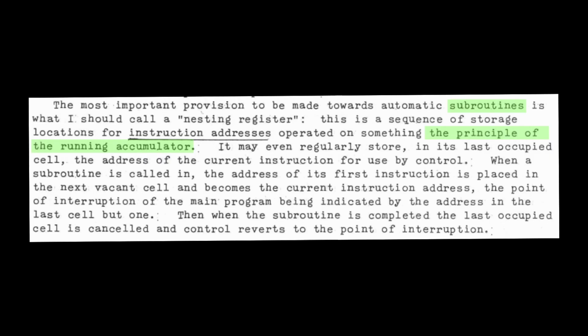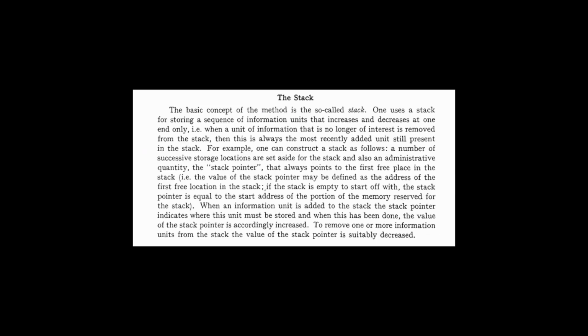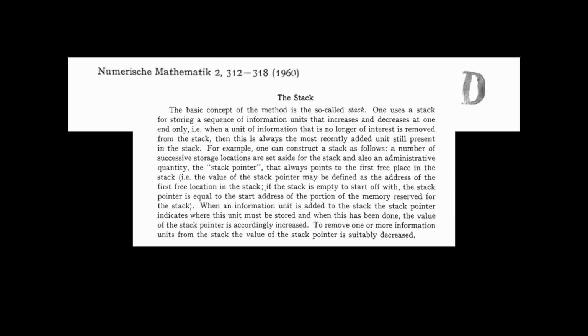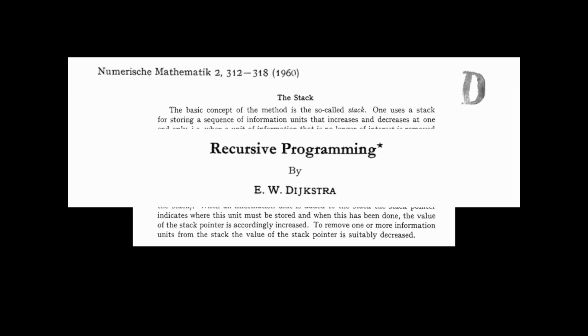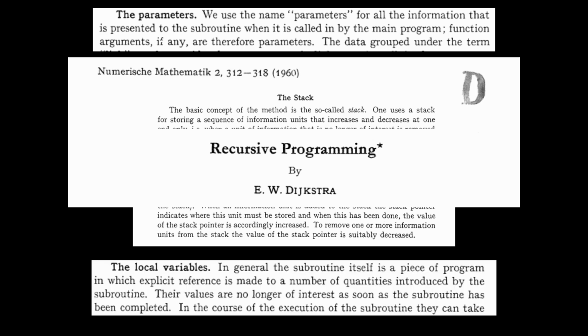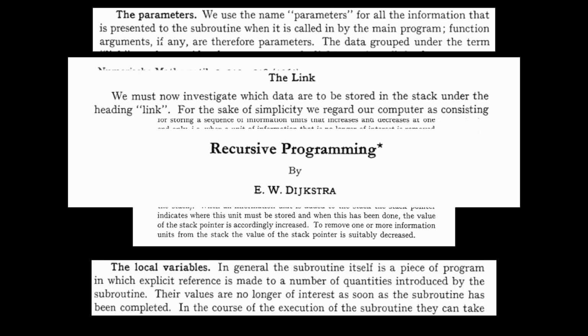accumulator to execute subroutines, or in other words, to make function calls, by defining storage locations called a nesting register, which is pretty much what we know as the call stack. In my limited knowledge, the word stack was first introduced in 1960 by Edsger Wybe Dijkstra in his paper Recursive Programming, in which he describes much more precisely a call stack to make recursive functions possible by storing parameters, local variables, and what he called the link.